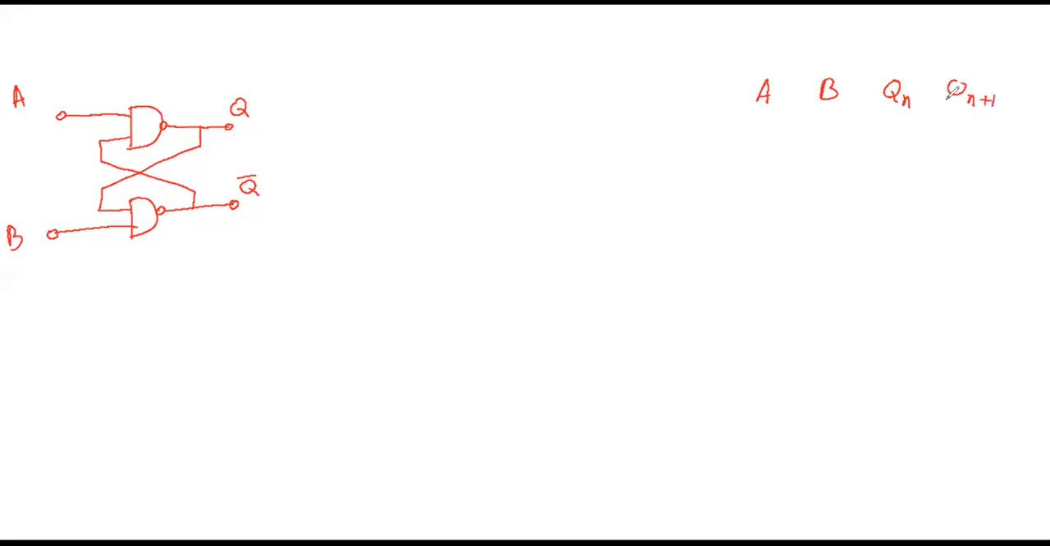It will be better if I give an example here. Suppose your age is 19 right now. So next year you will be how much? 20. So if the present state is Qn, the next state will be Qn plus 1. Always the next state will be plus 1. Okay.